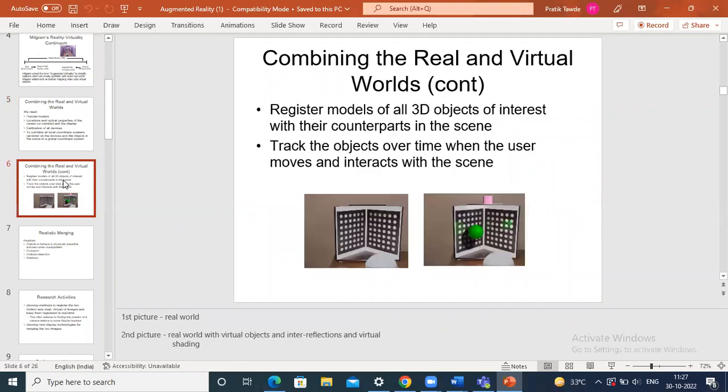Combining the real and virtual worlds, which we are talking about right now. So you can see registration models and 3D component model development are required: registering 3D objects of interest with their counterparts in the scene, and tracking the objects over time when the user moves and interacts with the scene.